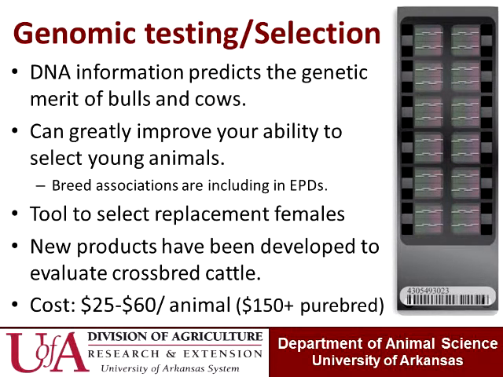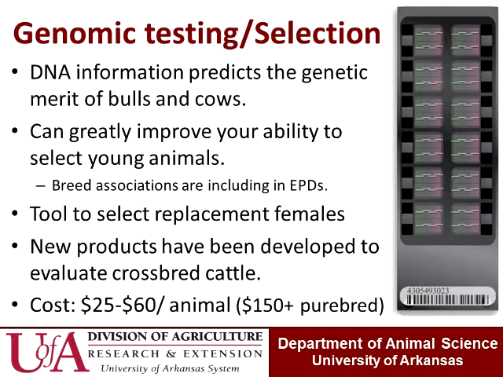So why would we ever want to do this? Well, it can greatly improve your ability to select young animals, and particularly since breed associations are including these in EPDs. If you're looking at a herd bull, and the place where you're going to look at a herd bull by chance has done some genomic testing, you can use that information to enhance the EPD information that you would have on that animal already.